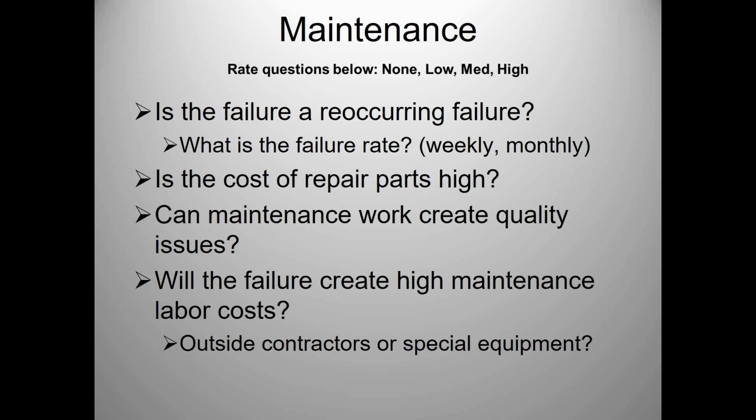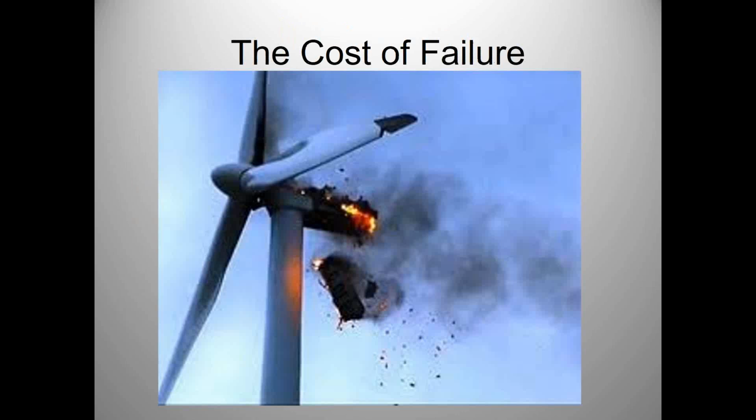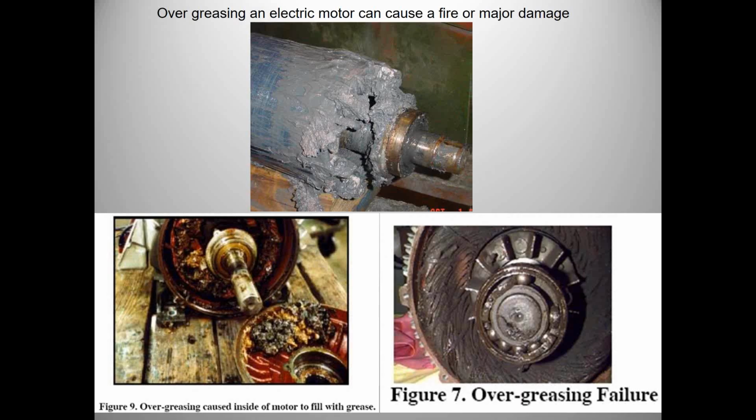Will the failure create high maintenance labor costs? You don't have to use outside contractors, overtime, special equipment. Are those high maintenance labor costs or high maintenance costs? So again, what is the cost of failure? A wind generator, and these happen more often than not just by lubrication and poor maintenance practices, the generator or the gearbox burns up. The cost of failure of something like this is somewhere between $750,000 and $1 million. So what is the cost of failure of your process?